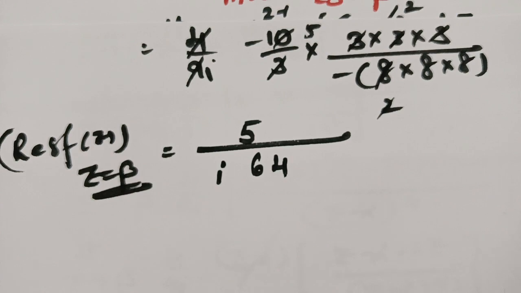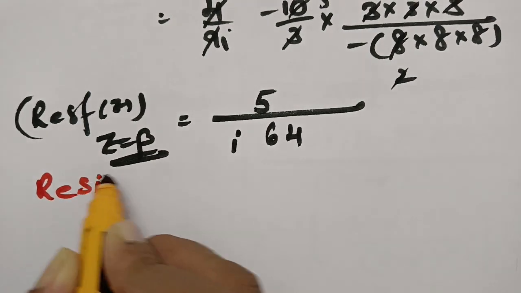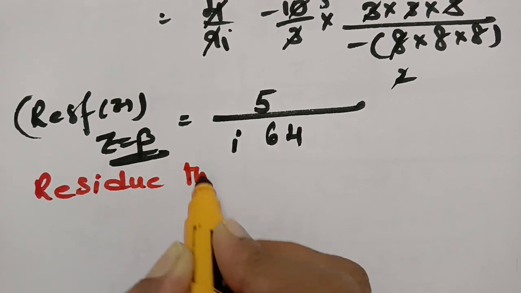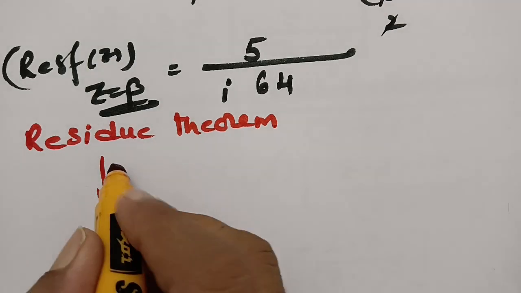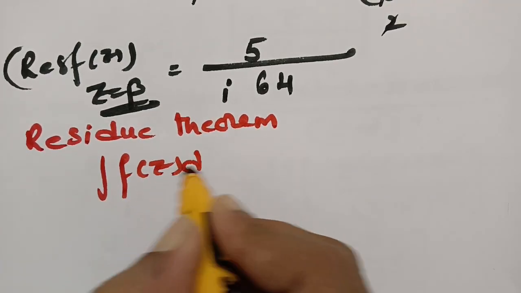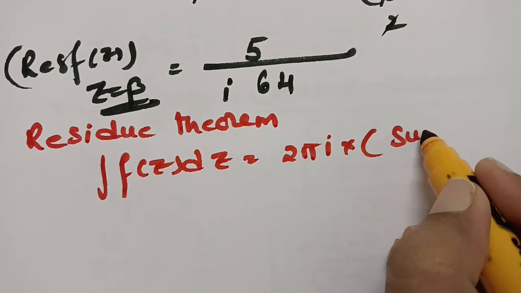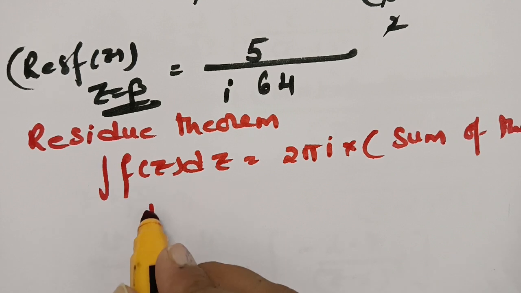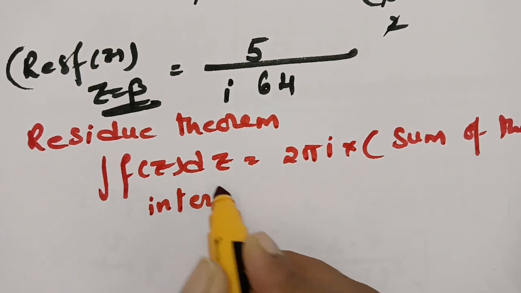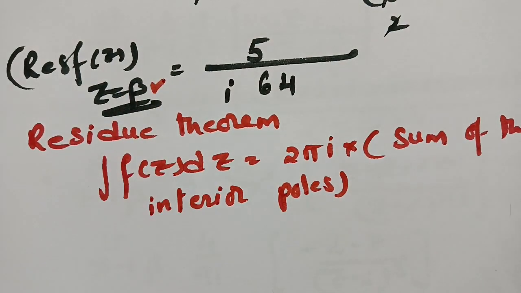Now we have to apply the residue theorem. So what is our residue theorem? According to our residue theorem, integral f of z dz is nothing but 2 pi i into the sum of the residues at the interior poles. So here the interior pole is nothing but beta.